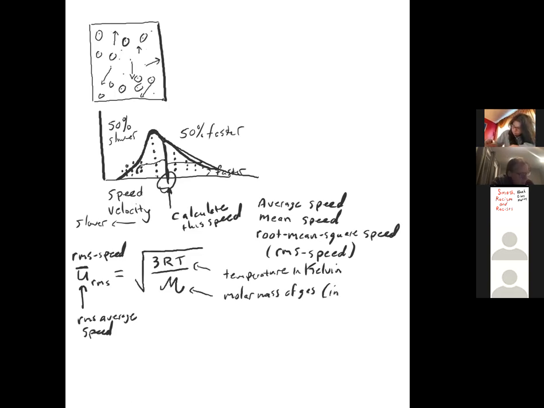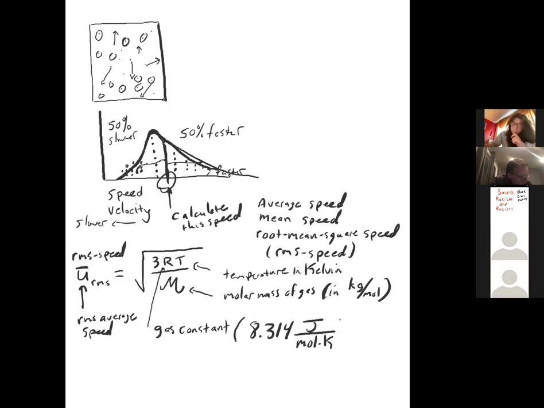in kilograms per mole. So that's unusual for us. We've been doing molar mass this whole course, and we've always been doing grams per mole, but this equation requires that we have it in kilograms per mole. And then this is the gas constant. And here we're going to use different units as well. We're going to use 8.314 joules per mole Kelvin. And I'm going to box this because this is unusual.